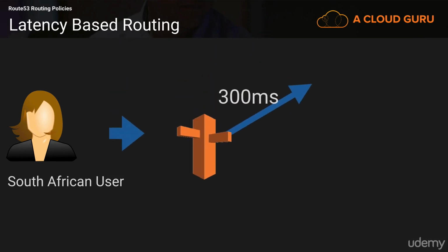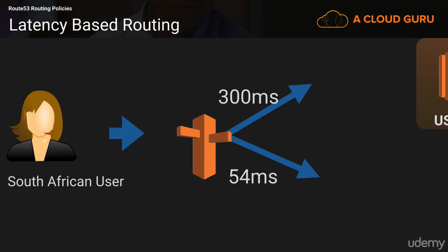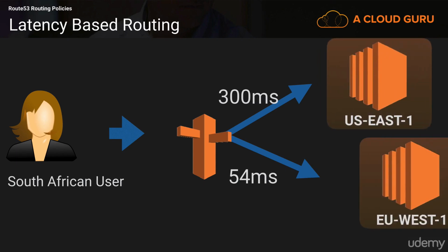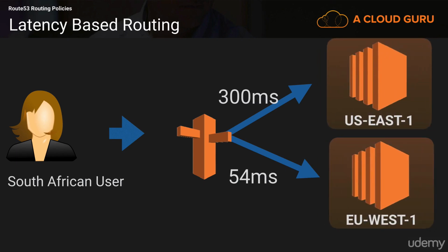So we've got our South African user, for example, and they're doing a DNS request and it's hitting Route 53. And then let's say our latency is 30000 milliseconds or 54 milliseconds for that DNS request. Route 53 will automatically send our South African user over to EU West 1 because it has a lower latency than if they were to go up to US East 1. So latency-based routing is great for improving your page load times for your different users around the world. And you can set it up in Route 53.